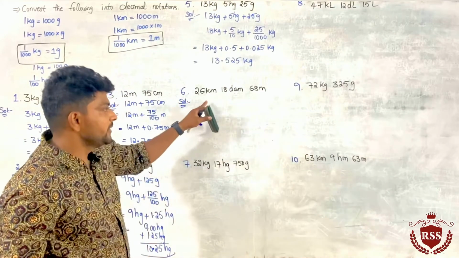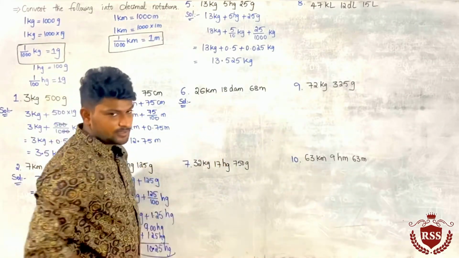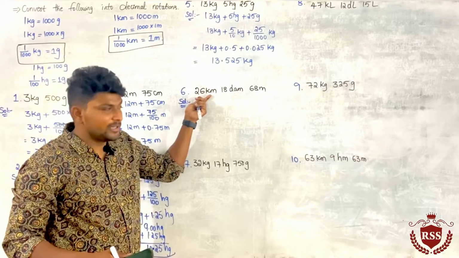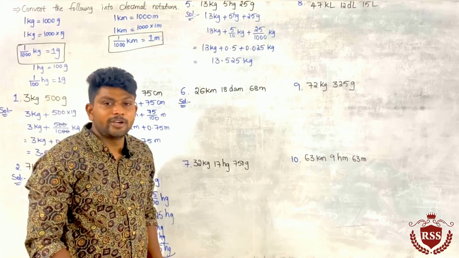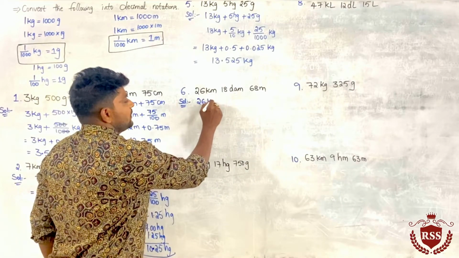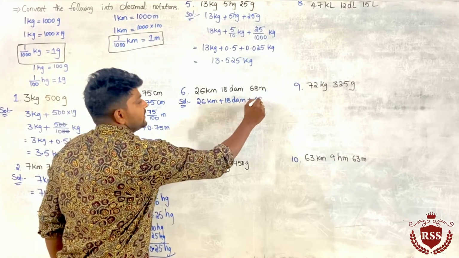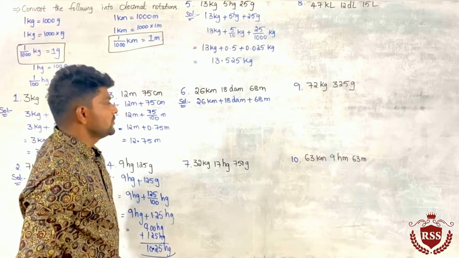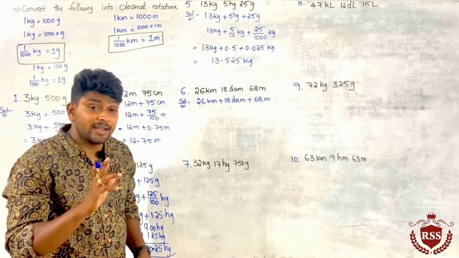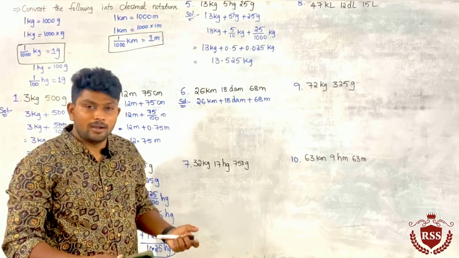Again, 26 kilometers, 18 decameters, dam meaning decameters, and 68 meters. Again, what is the largest unit in the given question? The largest unit is kilometers. So the remaining smaller units will be converted into kilometers only. So it will be 26 kilometers plus 18 decameters plus 68 meters. What is the value of decameters in terms of kilometers? 1 kilometer equals 100 decameters, which means that the 18 will be divided by 100.